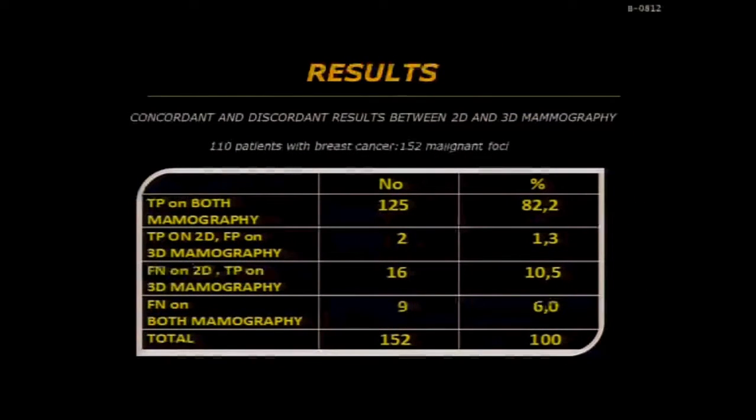Concordant and discordant results between 2D and 3D mammography in this study are shown in this table, where we examined 110 patients with 152 cancers. 82% of cancers were detected on both methods. An additional 10% of cancers we noticed only on 3D mammography, and in 6% of patients, on both methods the results were false negative.